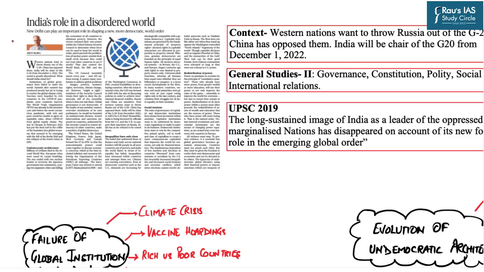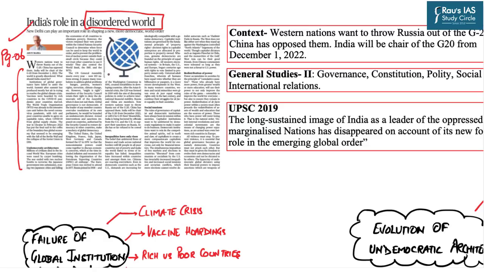So now let us begin with our first topic, which has appeared in today's The Hindu edition at page number 6. This topic is a lead article in today's newspaper, which reads India's role in the disordered world. This particular topic gives you in brief the discussion about the changing global order and India's role in it. It also discusses the challenges associated with the dominance of the major superpowers across the global institutions.